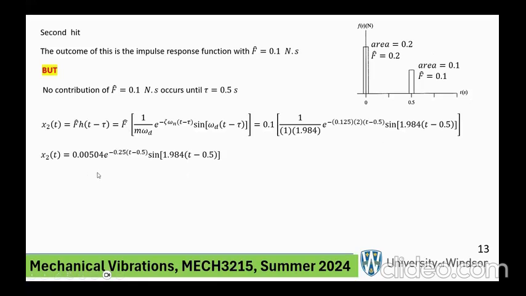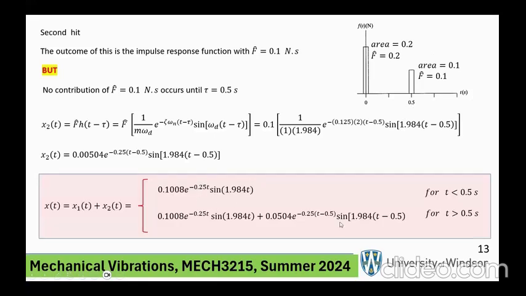So after 0.5 seconds, the first solution exists, the first response exists, but this is also created. So before 0.5 second is x1. After 0.5 second, it's x1 plus x2, because both of these responses are, and you add them up right there. So less than 0.5, what we got initially, previous slide. After 0.5, whatever is up there, plus the new one that we got.